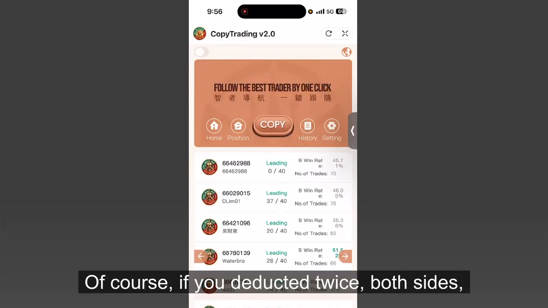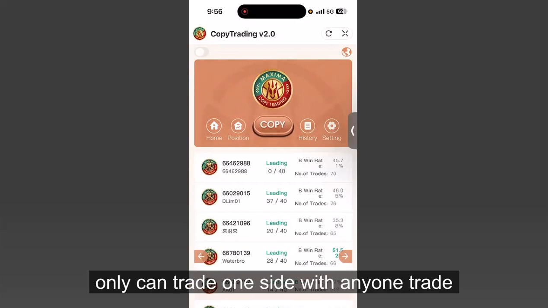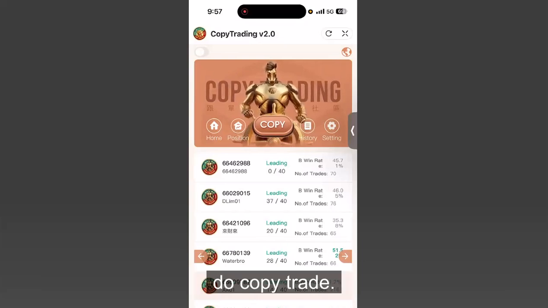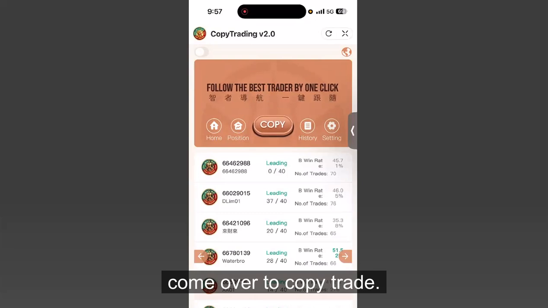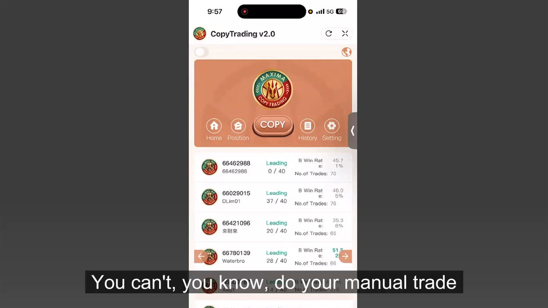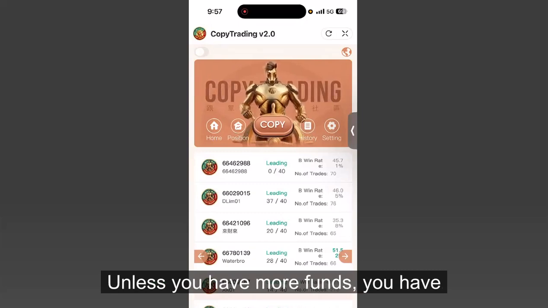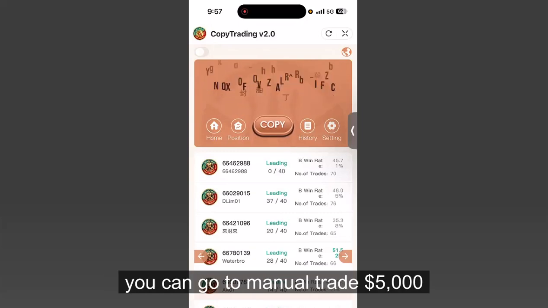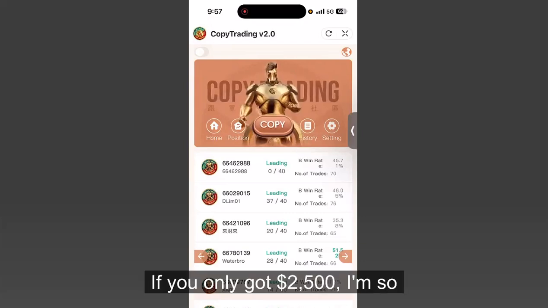Of course, if you are deducted twice, you can trade on both sides. But too bad, you can only trade one side at a time, because once you started manual trade, you cannot do copy trade. Once you shifted your fund, wasted the day, and come over to copy trade, you can't do your manual trade because there's no fund there. Unless you have more funds. If you have 10,000, you split into 5,000 and 5,000, you can go manual trade with 5,000 and copy trade with 5,000. Yes, no problem. If you only have 2,005, I'm so sorry.